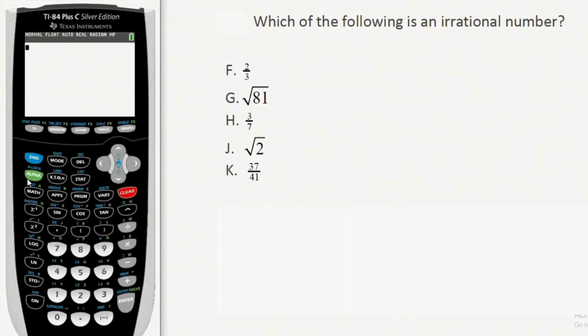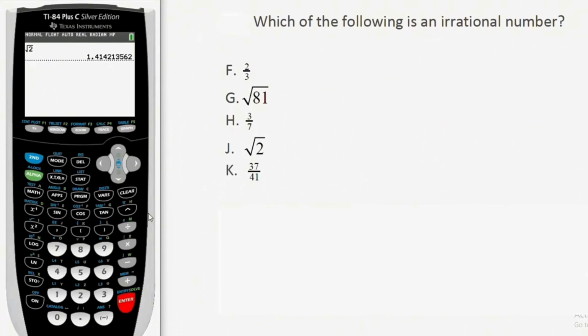So to bring out square root, you press second and this button, square root of 2, enter. Now if you check, the value is starting with 1 point. It's not starting with 0 point, it's starting with a value, not 0, before the point. So this tells us that this is a recurring value. So the correct option is option J.